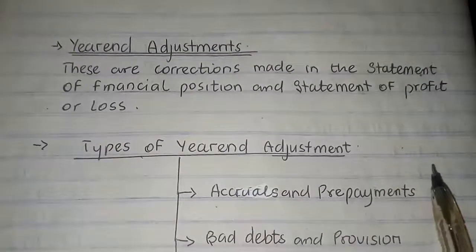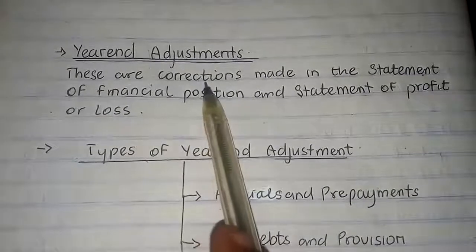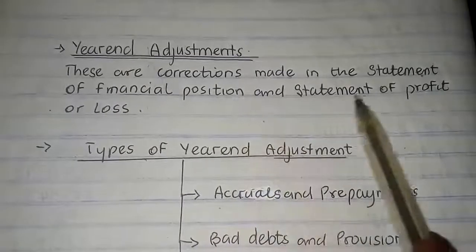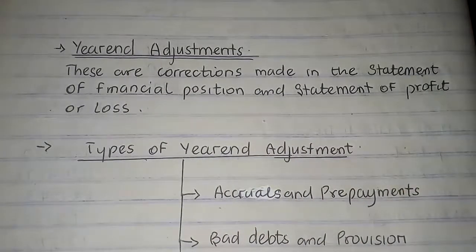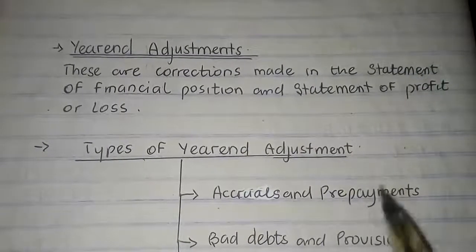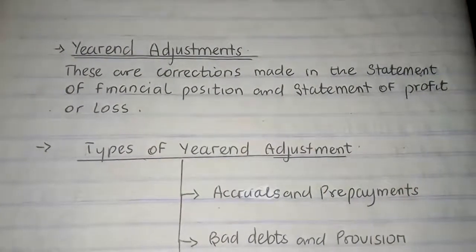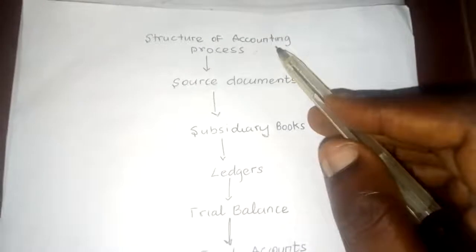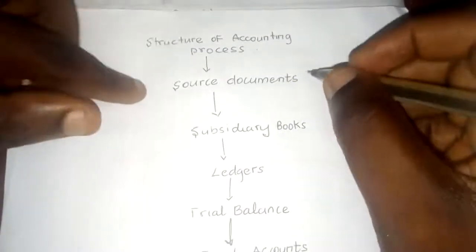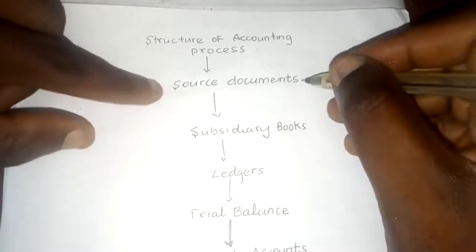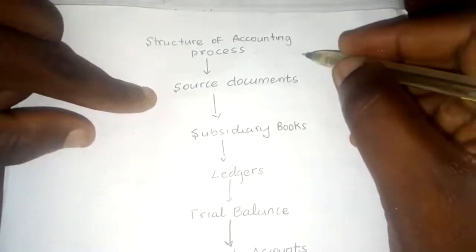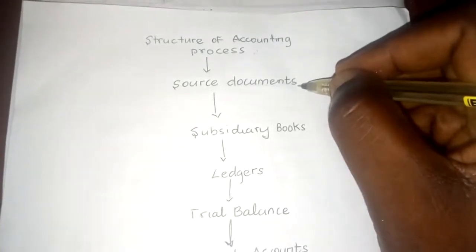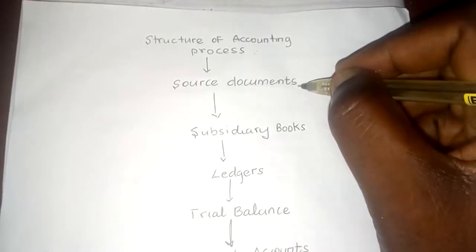What do we mean by year-end adjustment? These are corrections made in the statement of financial position and in the statement of profit or loss. All right. So before we go further, let me give you a structure of the accounting process. You will start your recording with source documents. The recording of transactions starts with source documents to capture the transactions. It's an evidence that transactions occur.